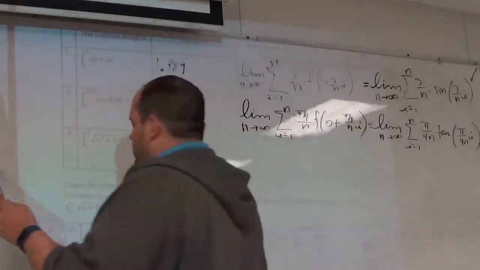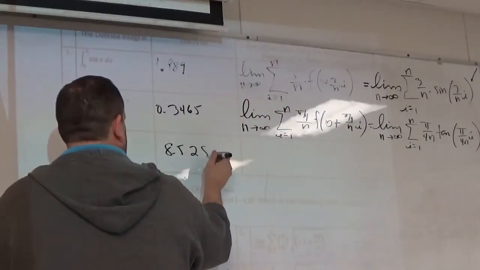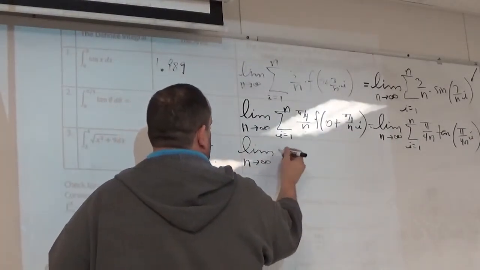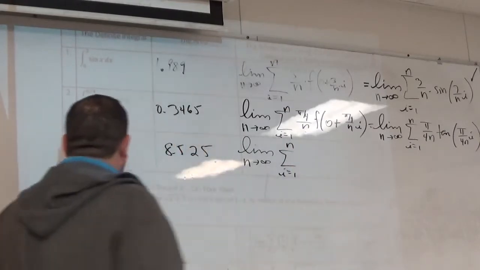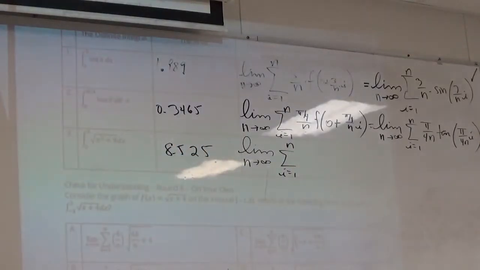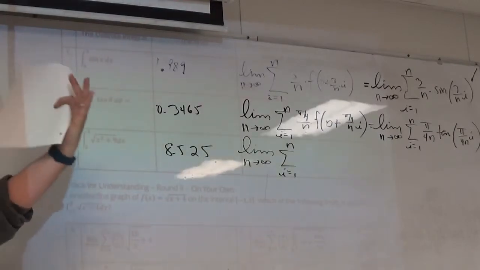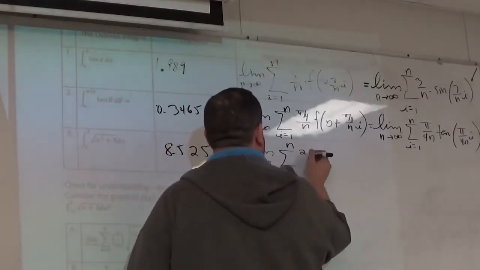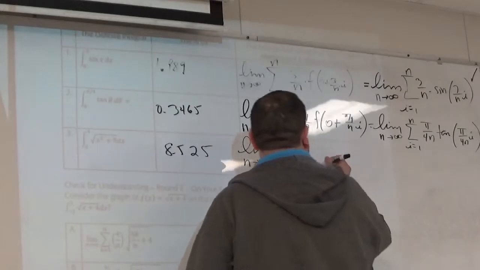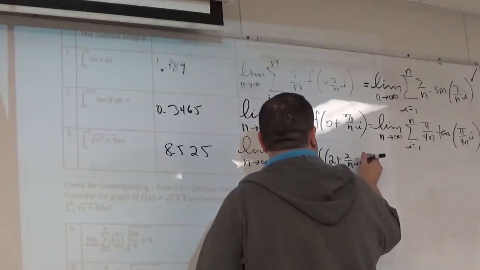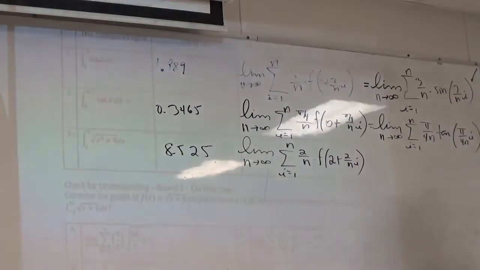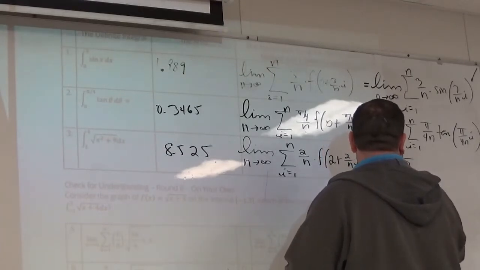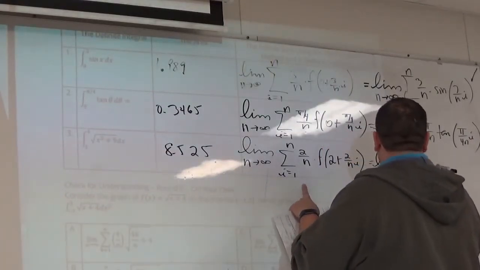The last one, the number value, 8.525. Your limit as n approaches infinity, sum goes from 1 to n. What's the width? 2. The interval has a width of 2. What's the width of each rectangle? 2 over n. It's the 2 over n that comes here, and then it's going to be f of 2 plus 2 over n times i. Hold on, Jackie. Likely, though, they're going to push further, and they're going to say limit as n approaches infinity, sum from 1 to n, 2 over n.